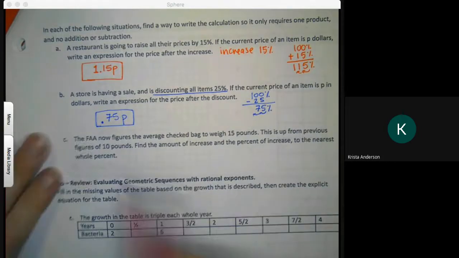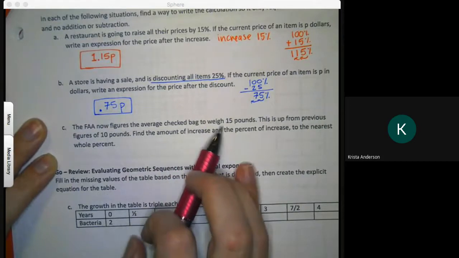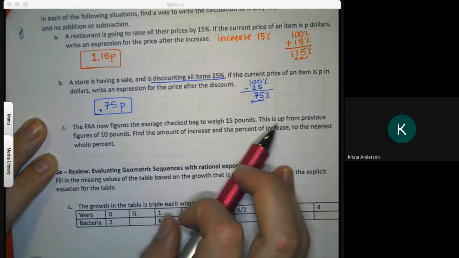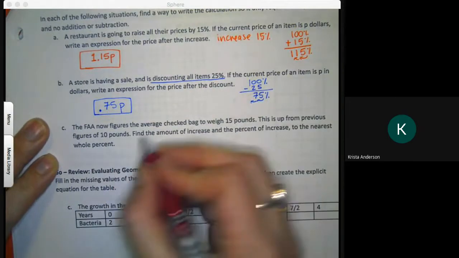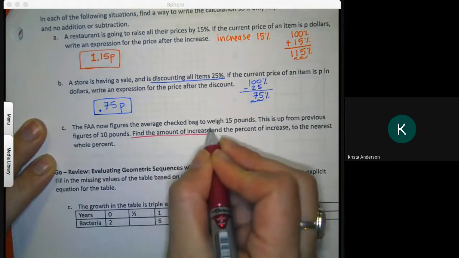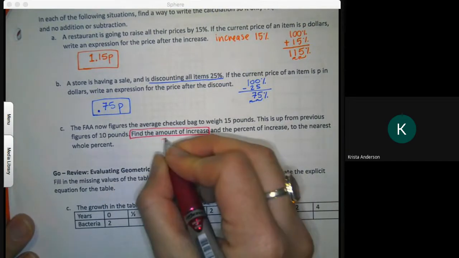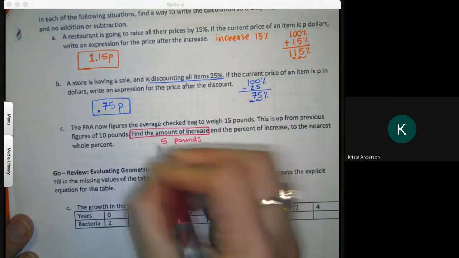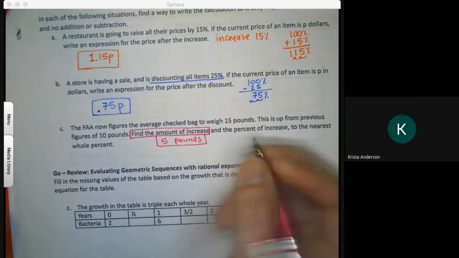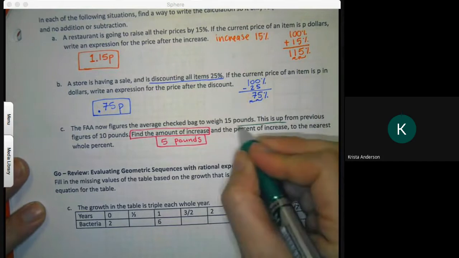Next question. The FAA now figures the average checked bag to weigh is 15 pounds. This is up from previous figures of 10 pounds. Find the amount increased. I answered this first. How much did it increase? 5. 5 what? Good. Okay, that's one answer. Then the other question, and the percent that it increased by.